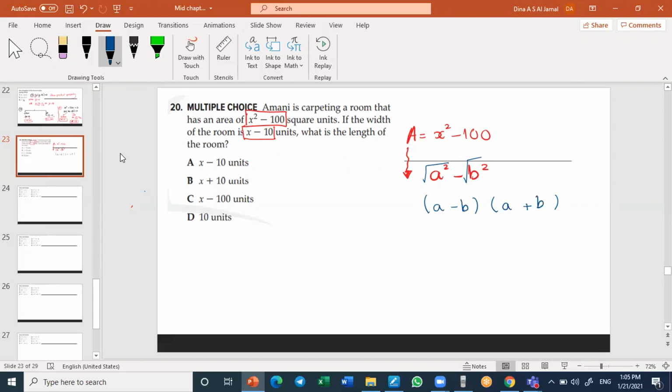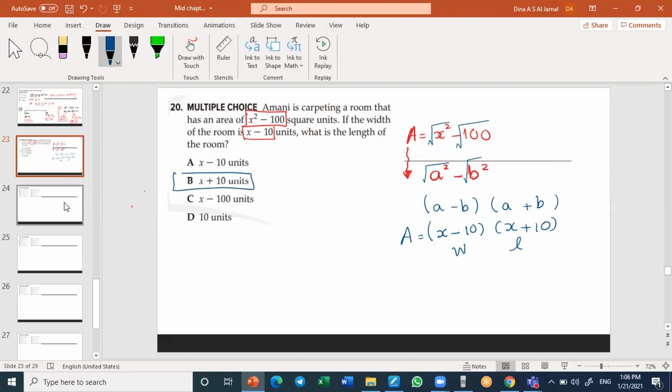So now let's go and factor x squared minus 100. Take the square root of the first, the square root of the other. So it will be x minus 10 and x plus 10. So this is your area after you factored it already. So your width is x minus 10. That means your length is x plus 10, which is your answer of B.